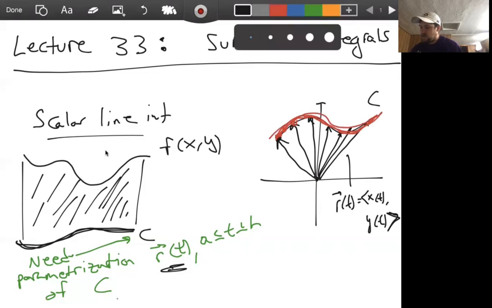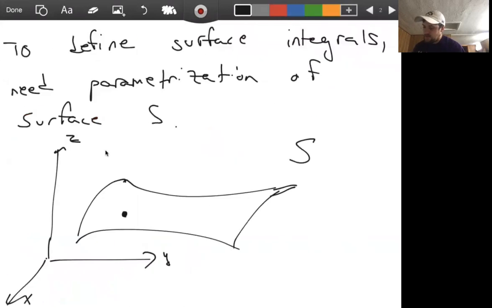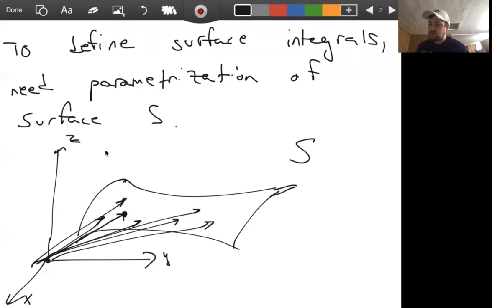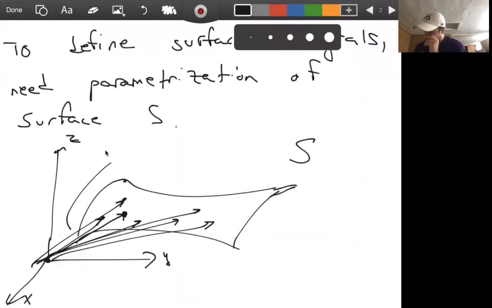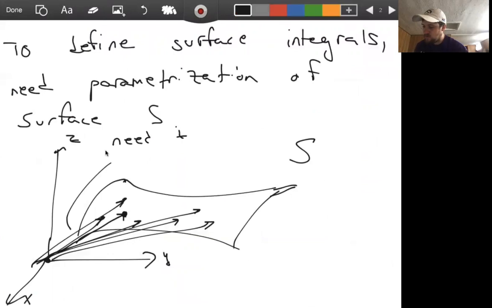And so now, when we're looking at these vectors that are going to parameterize our surface, and then the terminal points of all these vectors trace out a surface, well, we're going to need two parameters, right? A curve is just one-dimensional, but a surface is now two-dimensional. And so we need two parameters. Let's call them u and v. And so we parameterize a surface.